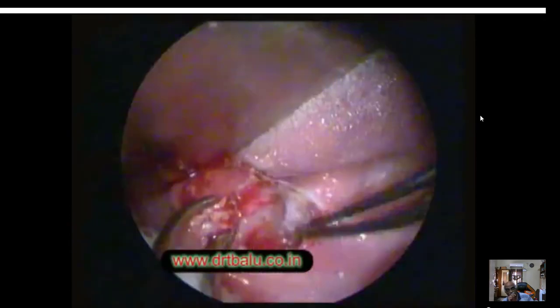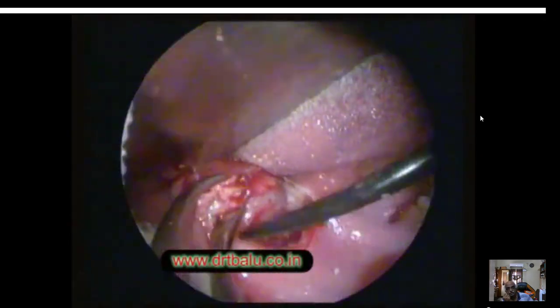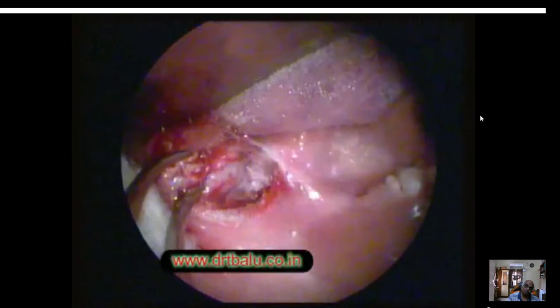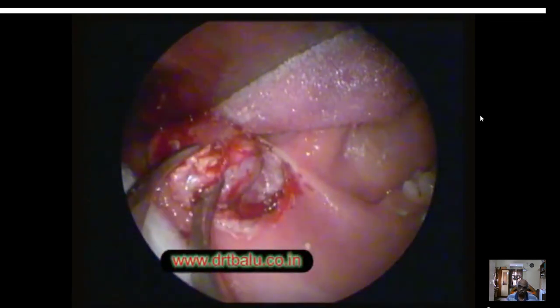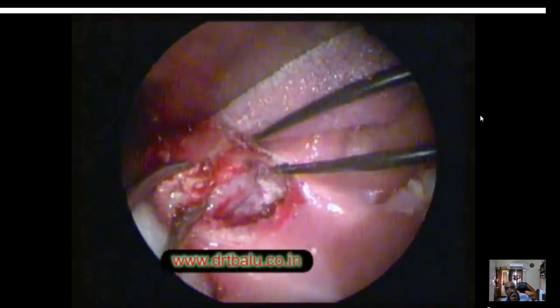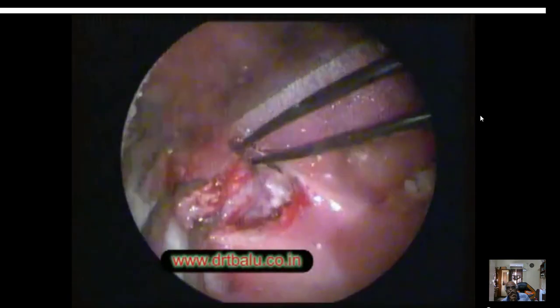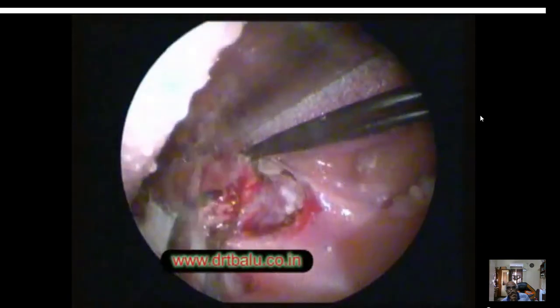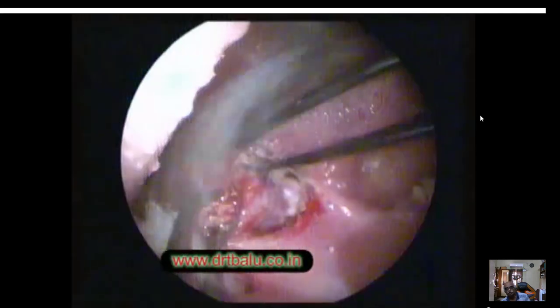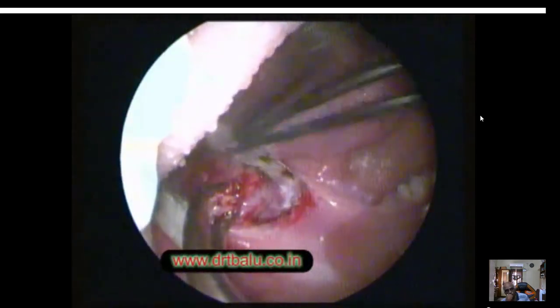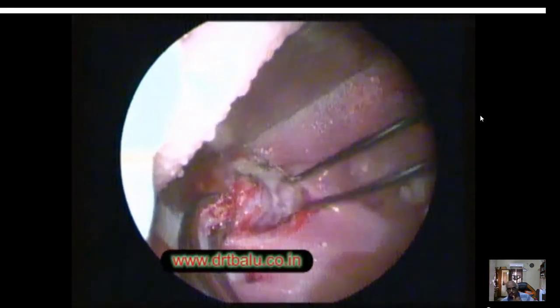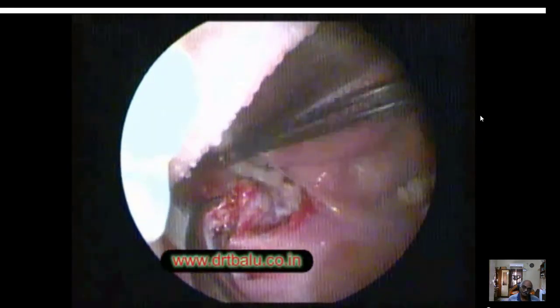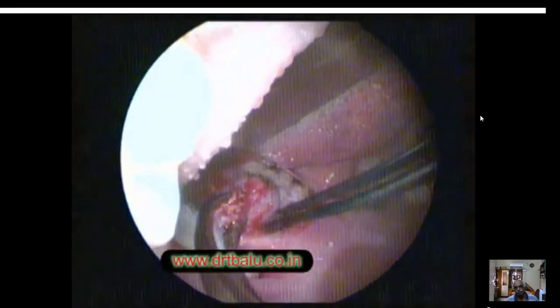When you do a coblation tonsillectomy or a cartridge tonsillectomy, you need not apply any ties or sutures to stop bleeding, because the procedure itself is bloodless. The fumes which come out during cautery will have to be immediately sucked out by an assistant holding the suction. Otherwise, the visibility will be obscured.